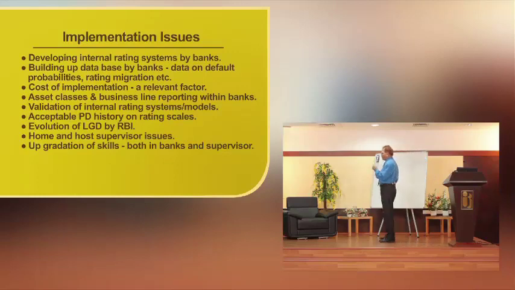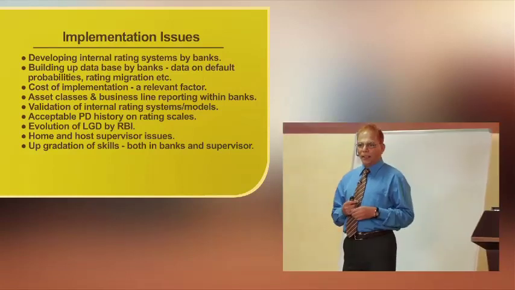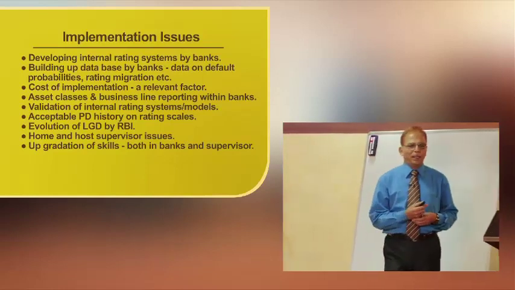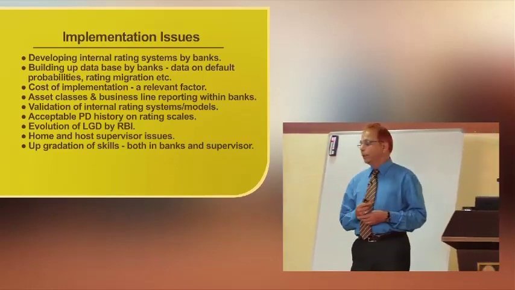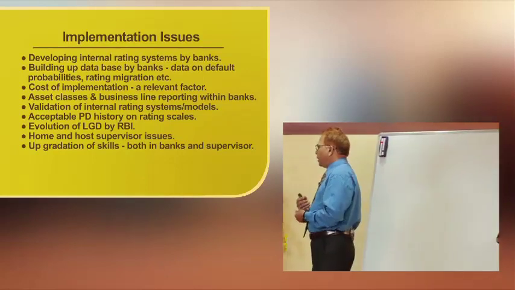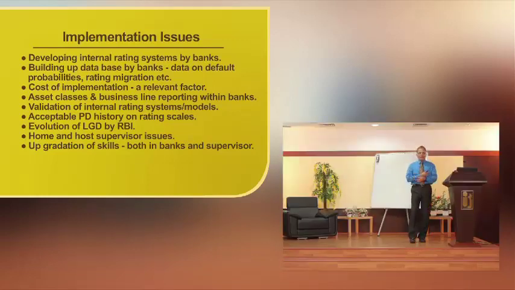And all these models basically use historical data, whether to calculate the probability of default or other risk parameters. So building up the historical data is a big challenge. Definitely it has a cost implication because of the systems involved, and then the validation of the internal rating system that we discussed. For an acceptable PD history in rating scales, we require at least 5 to 7 years of minimum historical loss data.